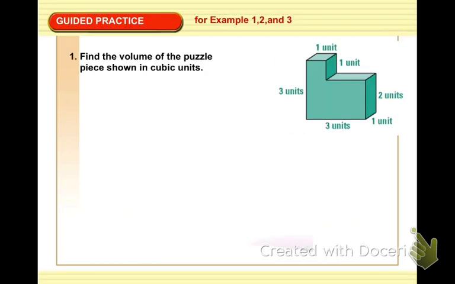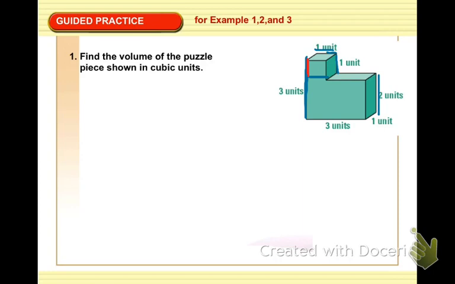Okay, and here's that addition postulate. So we're going to find the volume of this puzzle piece shown in cubic units. So I look at this and I kind of think that it's this cube up here and this rectangular part. So if this is 1 and this is 1, and this is 2 and this whole thing is 3, that makes this part right here also 1. So it is definitely a 1 by 1 by 1 cube.